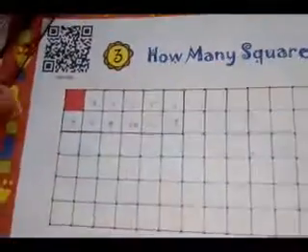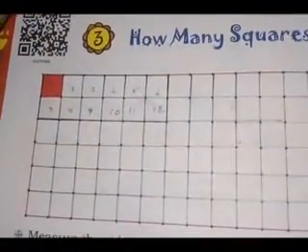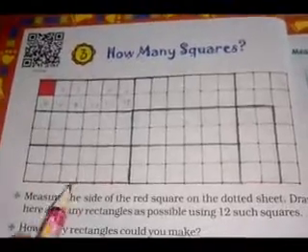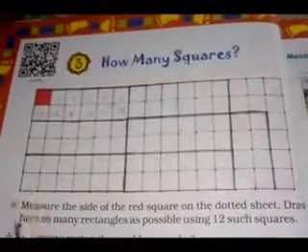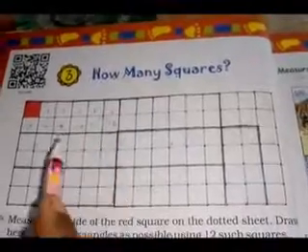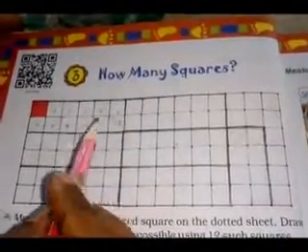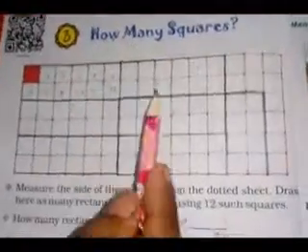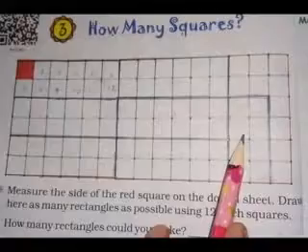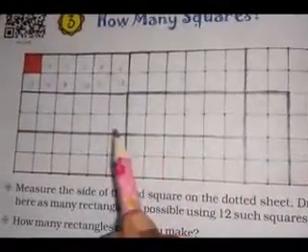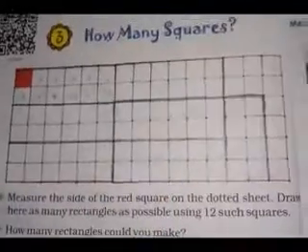Can you identify this rectangle? Now I drew the rectangle with 12 squares. 12 squares together, I drew a rectangle. How many rectangles did I draw? Shall we count? 1, 2, 3, 4, 5, 6, 7. Total 7 rectangles are drawn using 12 squares.